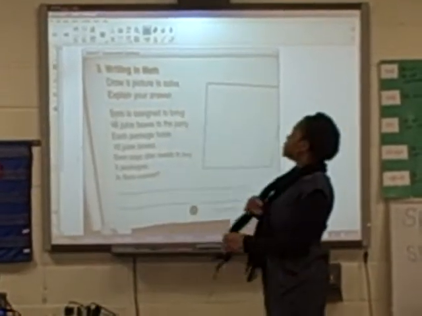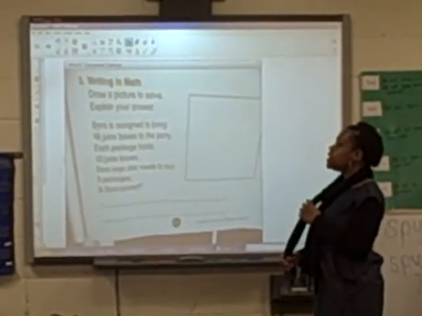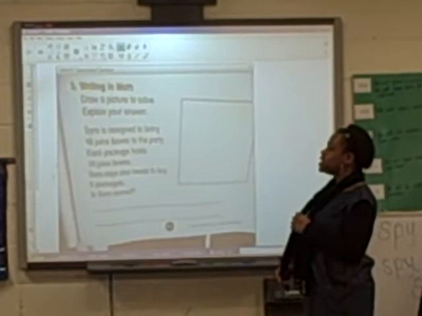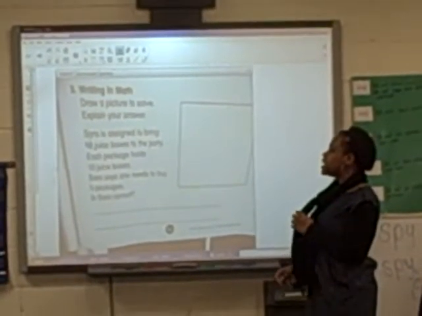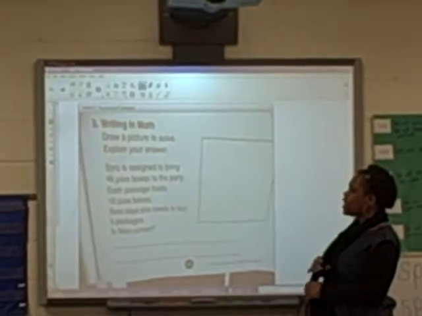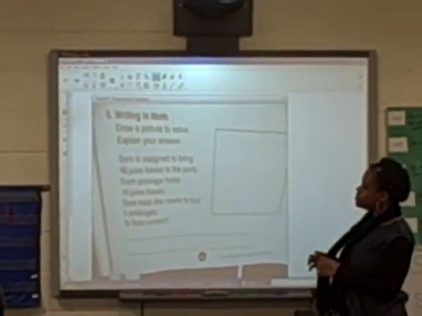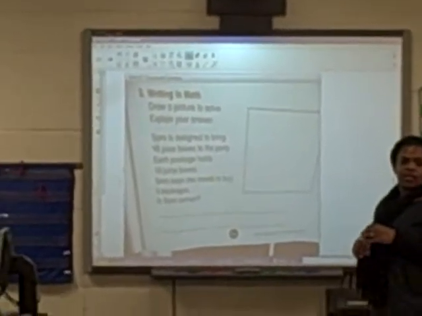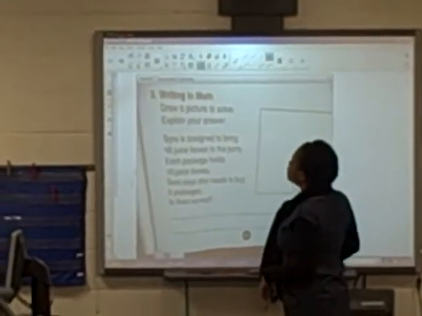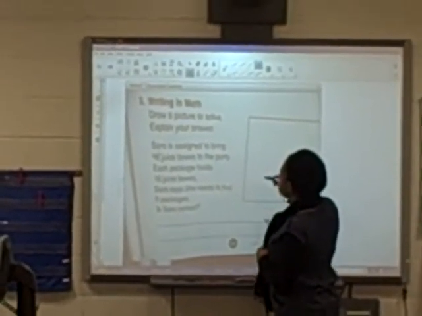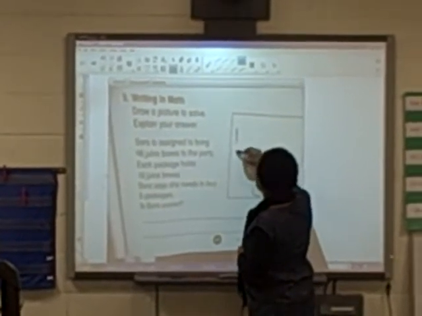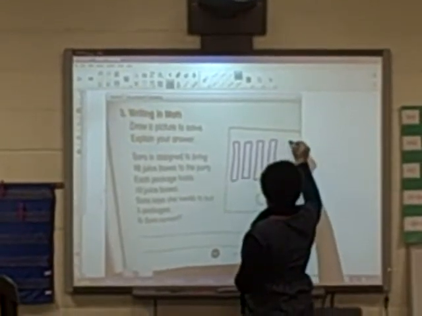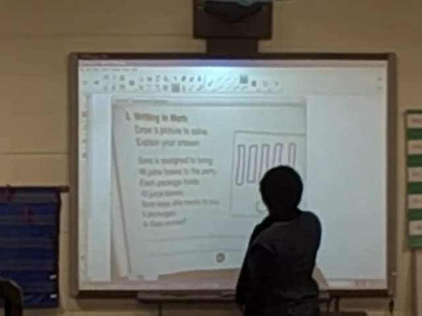It says, draw a picture to solve and explain your answer. It says, Sarah is assigned to bring 48 juice boxes to the party. Each package holds 10 juice boxes. Sarah says she needs to buy 5 packages. Is Sarah correct? Yes. Great job. Because if Sarah is assigned to bring 48 juices, and if she buys 5 packages, we got 1, 2, 3, 4, 5. And it's how many?